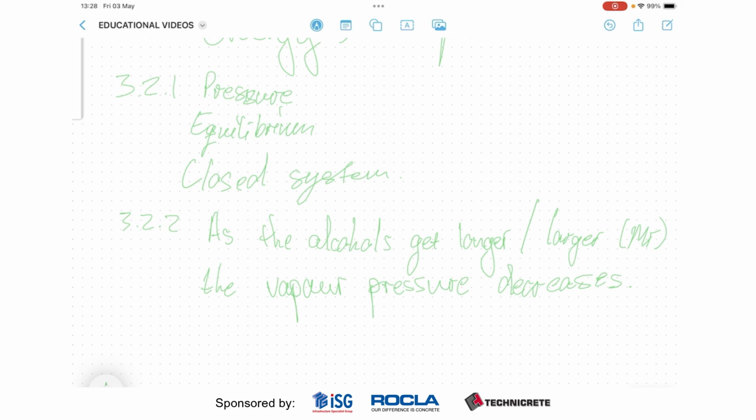And that's a fair assumption. That's a fair conclusion. Another way of saying it: vapor pressure decreases with increase in number of carbon atoms, chain length, anything like that. Rephrase it differently, but the idea is as the molecules get longer or larger, or there's more carbons in the molecule, the vapor pressure drops. Okay.